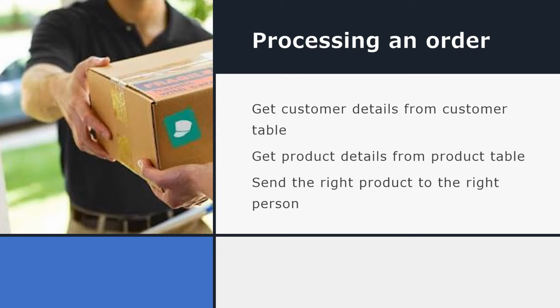Let's briefly think about how that would work in practice with a company that sends orders to customers like Amazon or any of the other online retailers. The order would include the customer code and the product code, these allow us to get all the details that we need from the other tables, and that makes sure that we can send the right product to the right person. Remember that the primary key uniquely identifies just one customer.